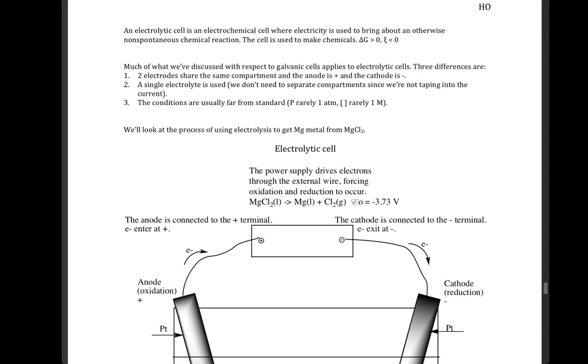In that top couple of sentences, I'm repeating what we just talked about. An electrolytic cell is an electrochemical cell where electricity is used to bring about an otherwise non-spontaneous chemical reaction. The cell is used to make chemicals. Delta G is greater than 0. The potential is less than 0.